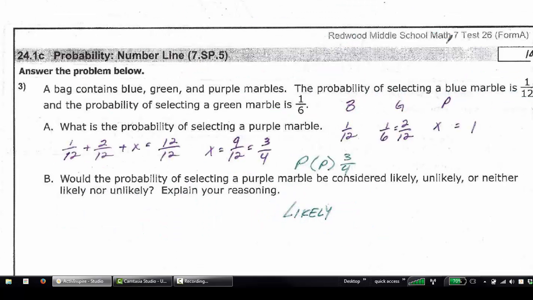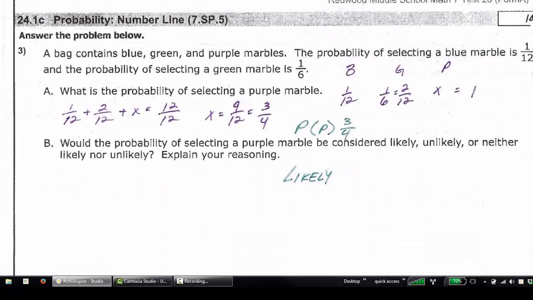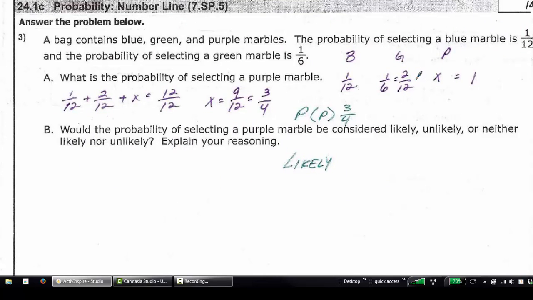All right, on to problem 3. Problem number 3, more probability. A bag contains blue, green, and purple marbles. We're told that the probability of you getting a blue marble is 1 out of 12. There's my blue marble right there, 1 out of 12. And the probability of getting a green marble is 1 out of 6, which is the same as 2 out of 12.